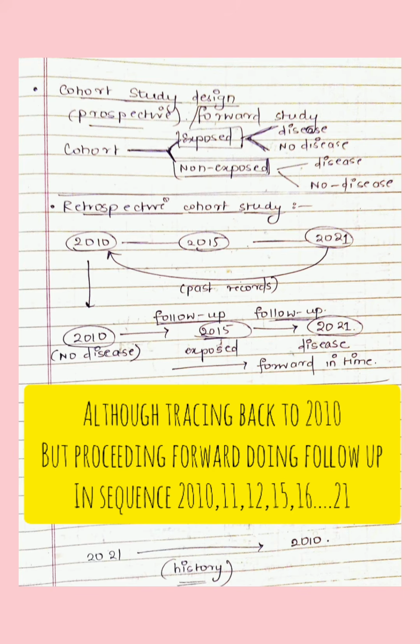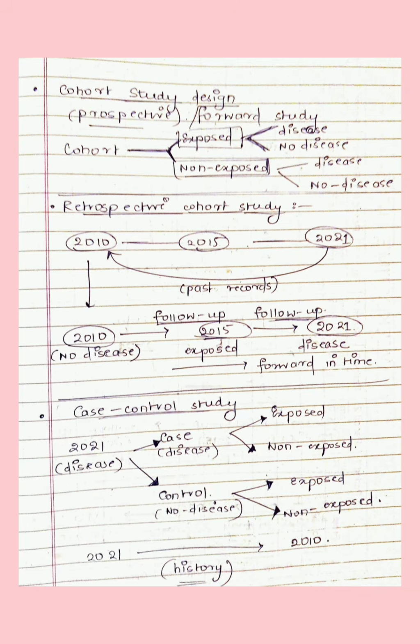And last but not the least, we have the case control study. In contrast to the cohort study, in a case control study, the disease and exposure have already occurred. The patient is suffering from cancer. We have the cases, that is individuals with disease, and we take the controls, that is healthy individuals.